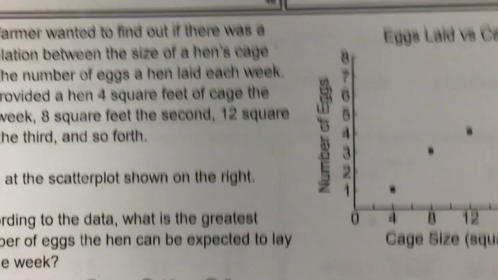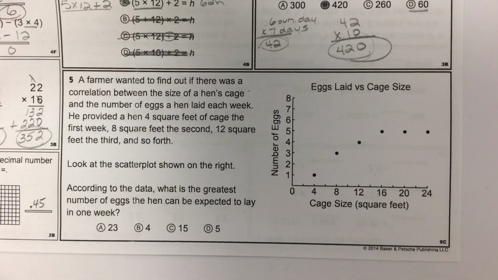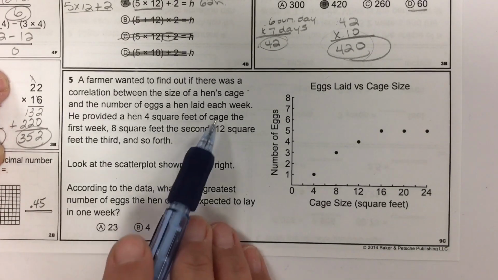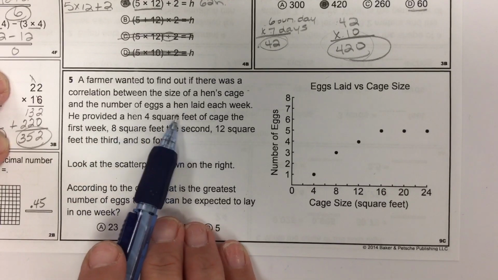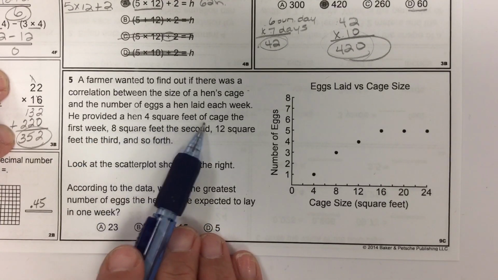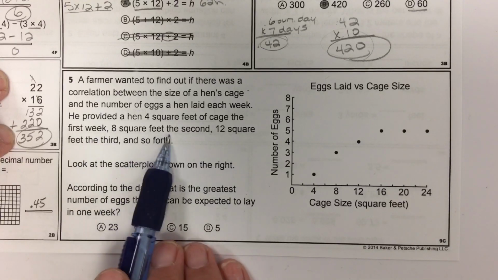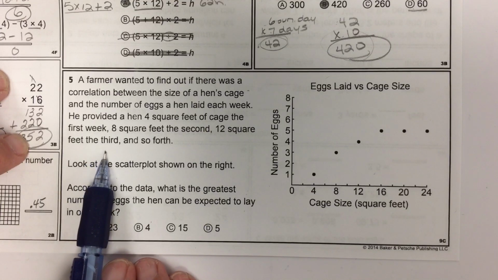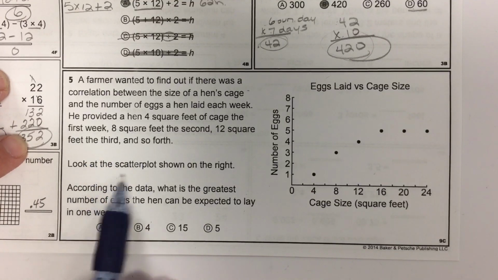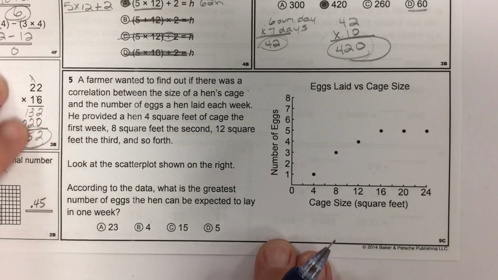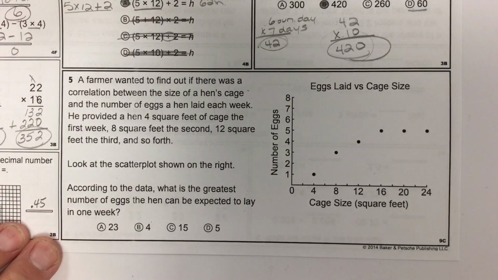All right, last problem. Number 5. A farmer wanted to find out if there was a correlation between the size of a hen's cage and the number of eggs a hen laid each week. He provided a hen 4 square feet of cage the first week, 8 square feet of cage the second, 12 square feet the third, and so forth. Look at the scatter plot shown on the right. According to the data, what is the greatest number of eggs the hen can be expected to lay in 1 week?